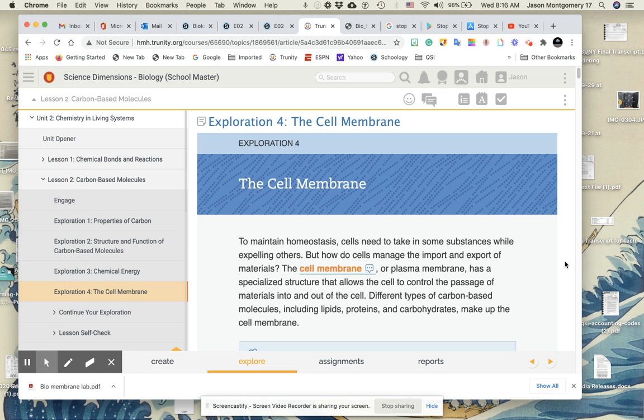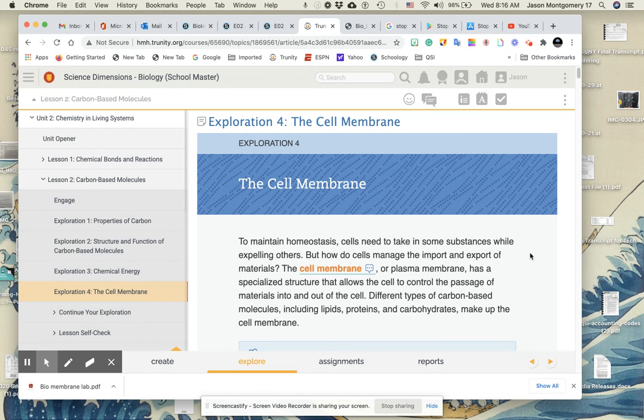All right, biology students. Here in Exploration 4, we're going to discuss how the cell membrane is structured and how it functions. For your assignment for this part, you'll have two options: either make a stop animation video to demonstrate some of these things, or make an actual physical model of the cell membrane.